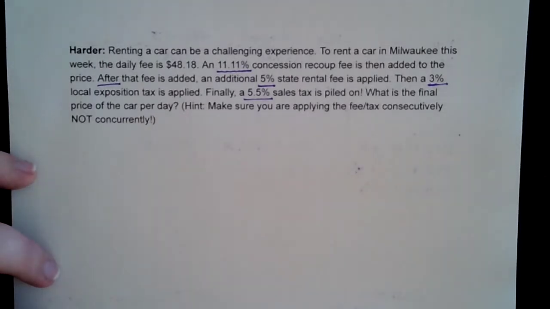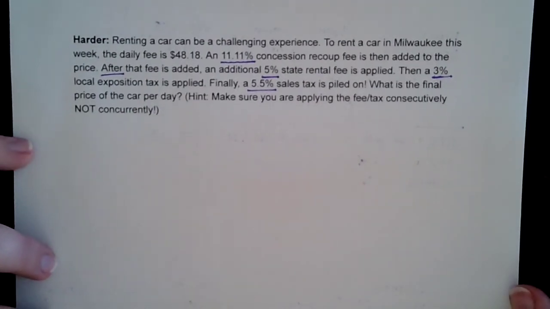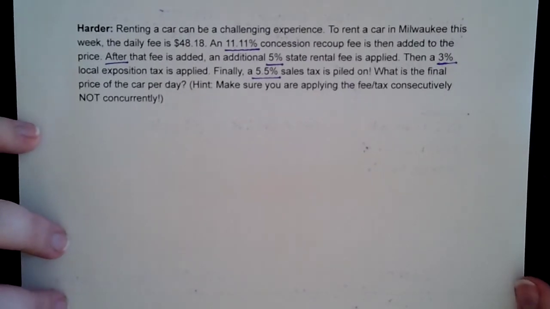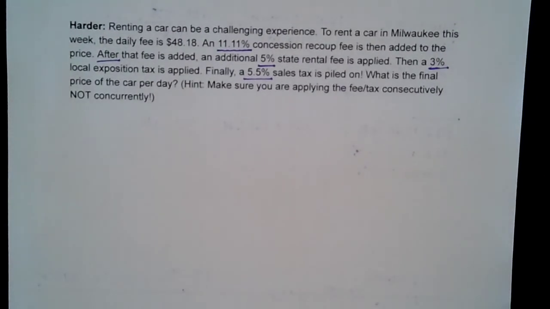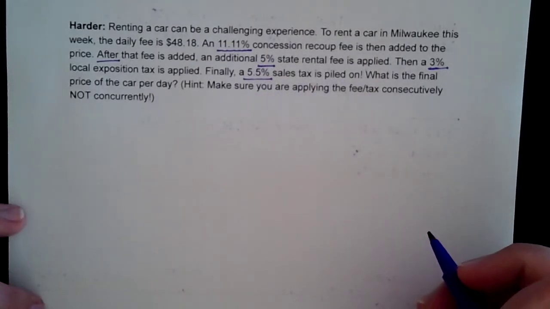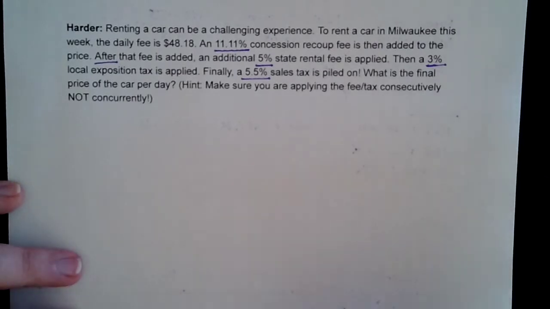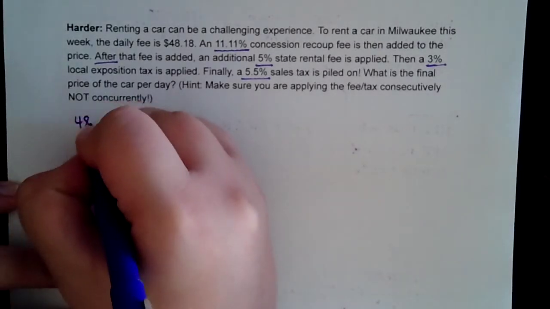And then I gave you a little hint here, and I said, make sure you are applying the fee or tax consecutively, not concurrently. So consecutively means we have to apply each one and then apply the new percentage to the new number. So I can't just add all of these up and then say, oh, he paid like a 15% increase. No, we have to do them individually. So let's go ahead and do that.